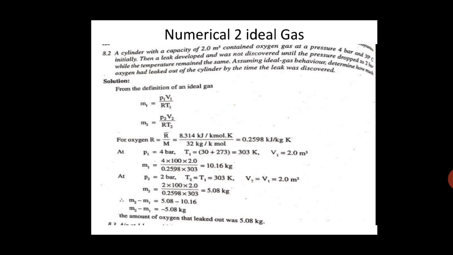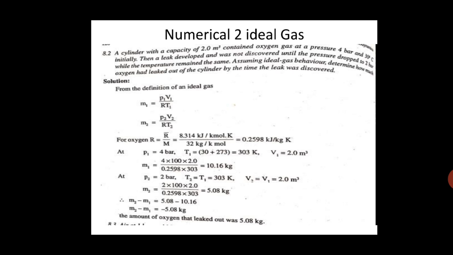So here in this numerical, the volume of the tank is given, that is 2 meter cube. The gas which is stored is oxygen, and the initial pressure is given as 4 bar and the initial temperature is given as 30 degrees centigrade. From that the gas has started leaking. The temperature has not changed, but the pressure has fallen from 4 bar to 2 bar. So assuming ideal gas behavior, we have to find out how much oxygen has leaked out from the cylinder.